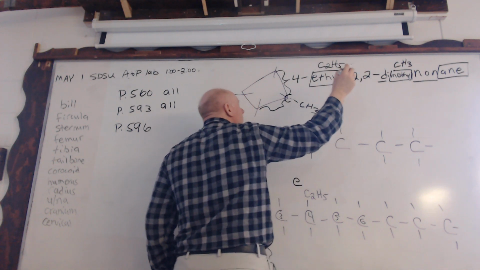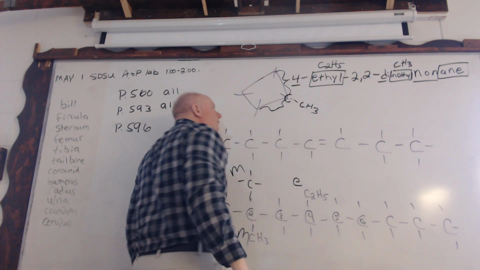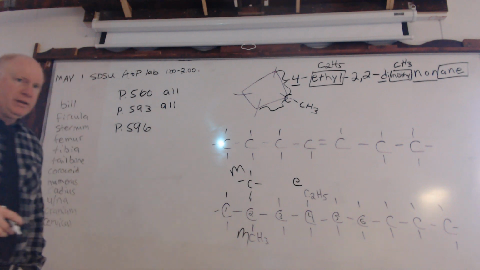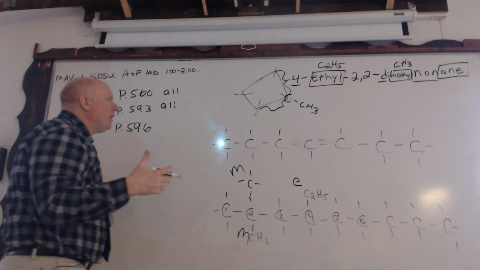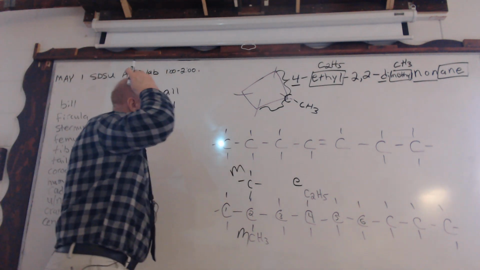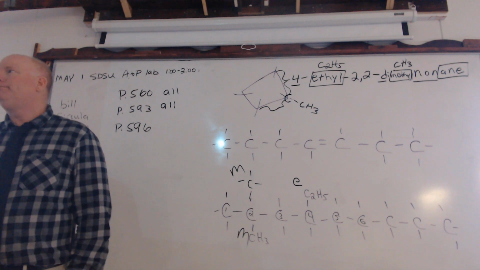Okay, and then what does that tell you? Where it's located. Okay, that is correct. So this just rolls right off the tongue: 4-ethyl, 2,2-dimethylnonane.